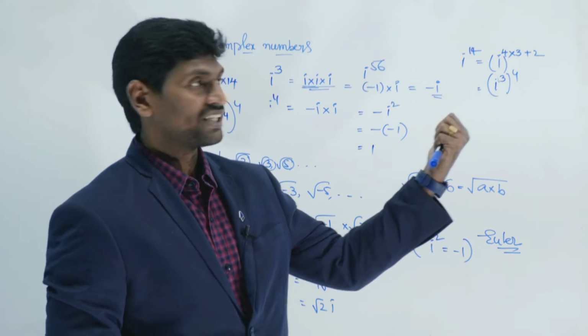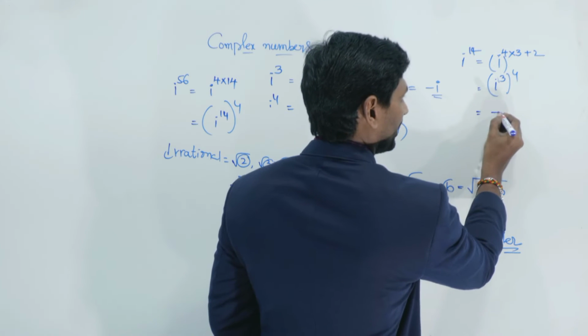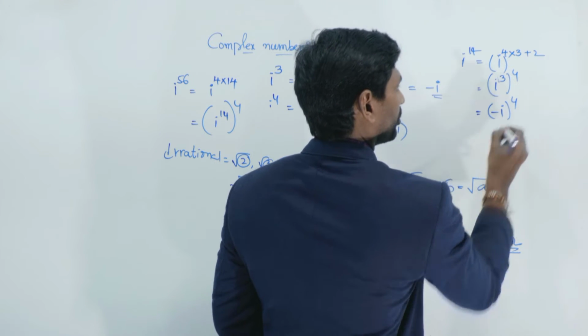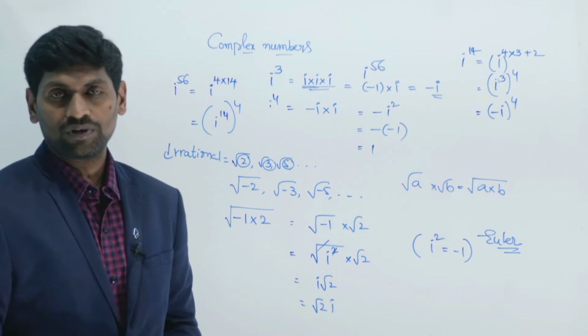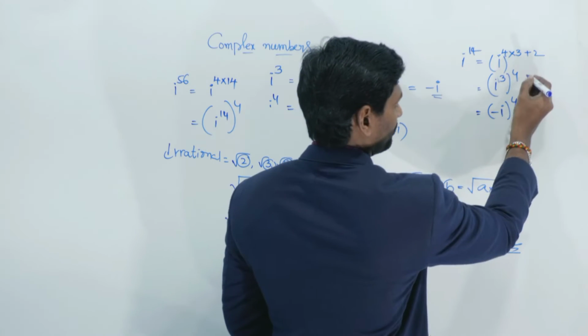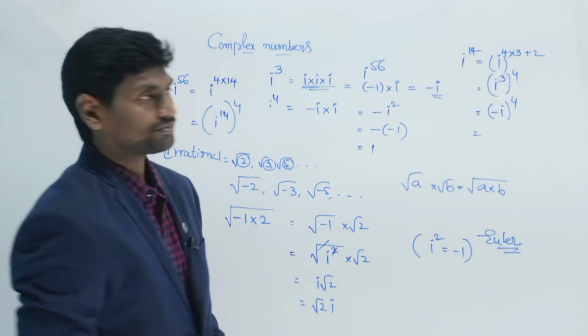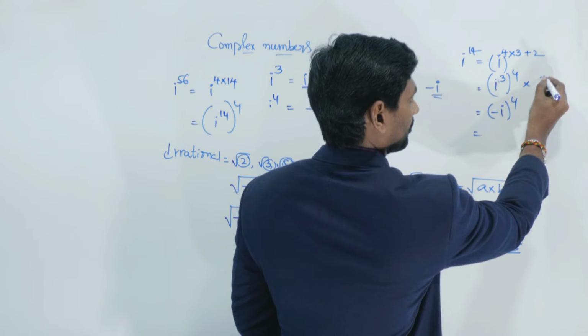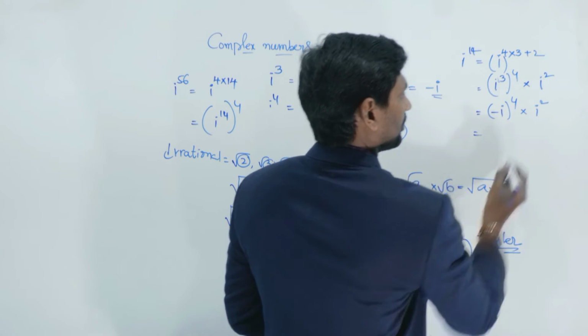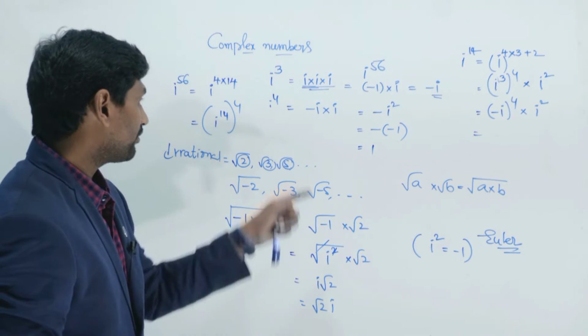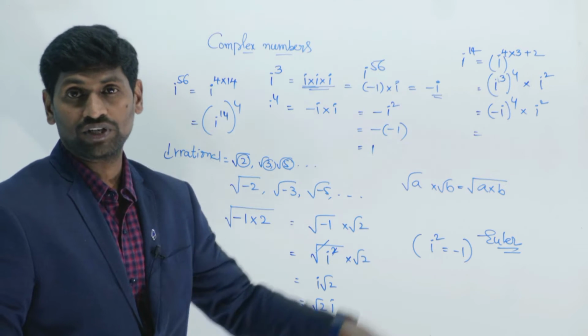We know the i cube value is minus i, whole to the power of 4. That means this plus 2 we rewrite that. Okay, i^4 value, how much? i^4 value is 1. But here we get (−i)^4.